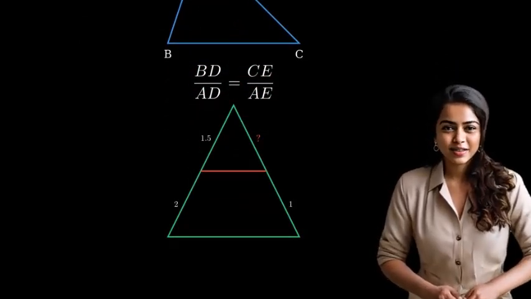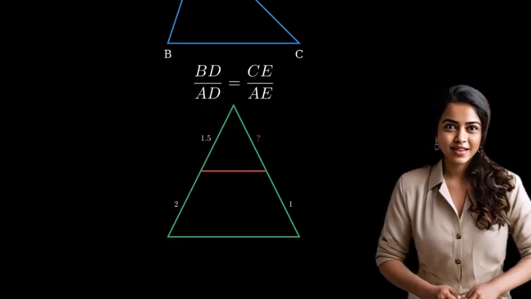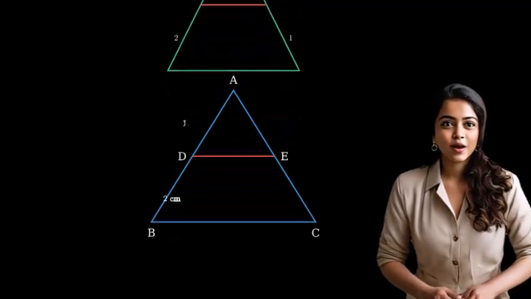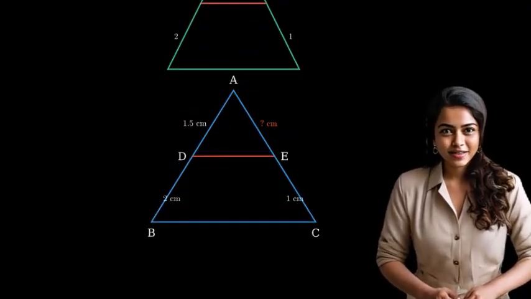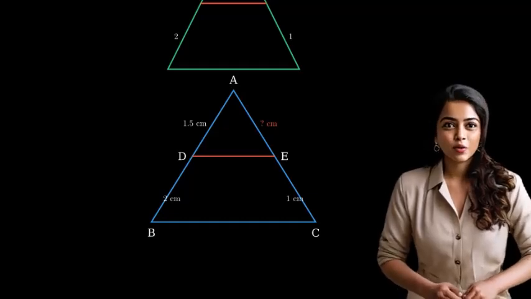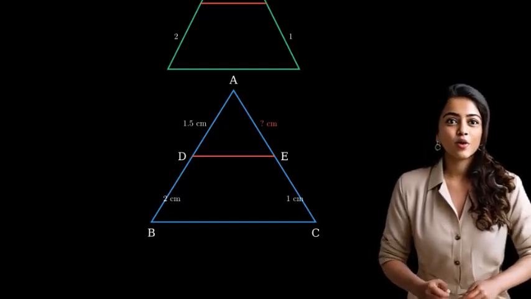In this example, we have a triangle ABC with a line DE parallel to BC. We know that BD is 2 centimeters and AD is 1.5 centimeters. We also know that CE is 1 centimeter.